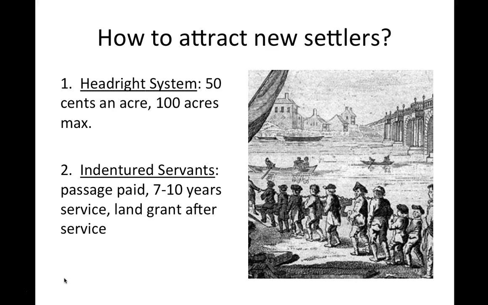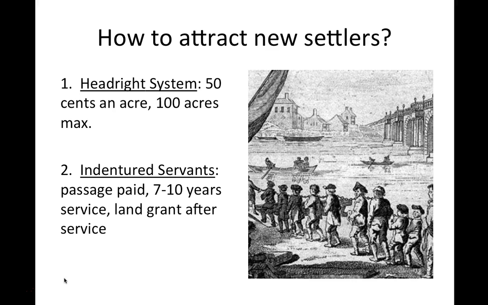So this is attractive enough, and there are people who pay for their own voyage. That's expensive. All right, you have to have a little bit of money. But that's not going to get enough people to sort of fill up the Tidewater area of Virginia. So instead, they turn to indentured servants. You need a lot of labor.